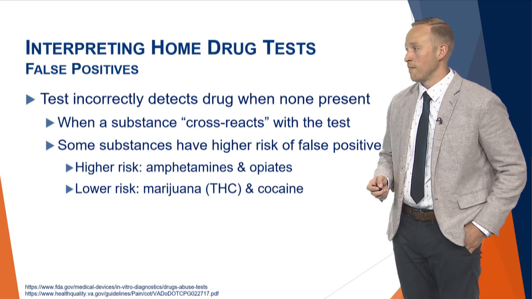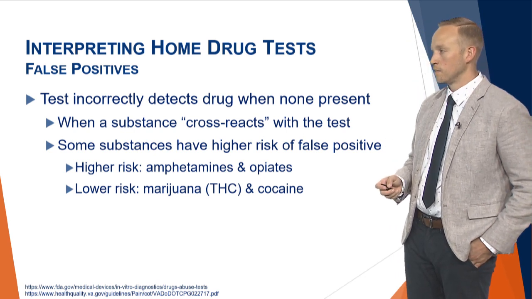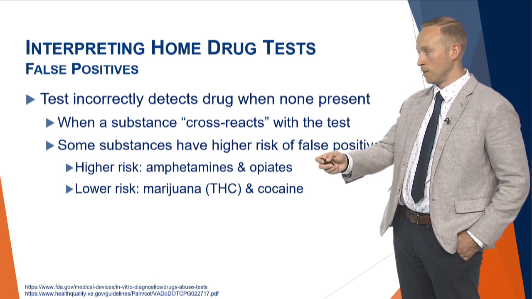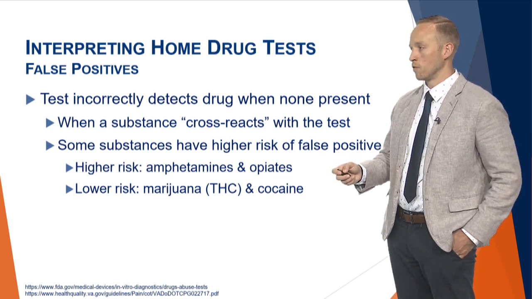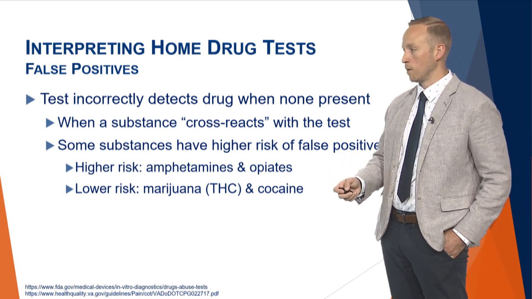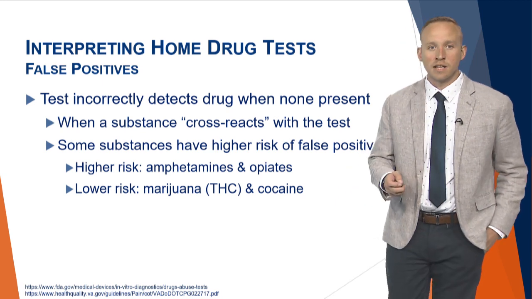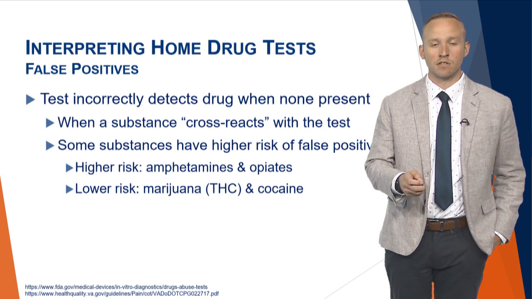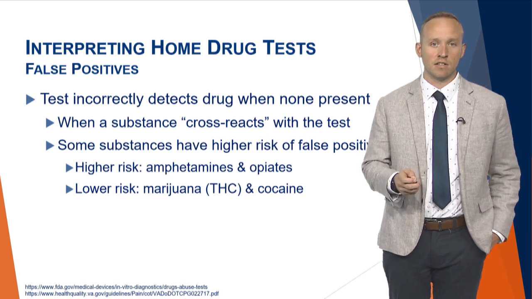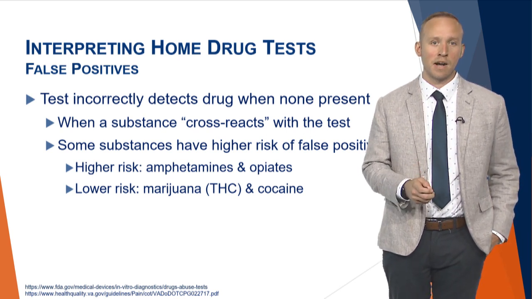Certain substances have a higher risk of false positives, and those include amphetamines and opiates. And then there are some that have been shown to have a lower risk, such as marijuana and cocaine. Now, this doesn't mean that these tests would not require confirmatory results, so that should still be done and sent to the lab if an initial test is positive.